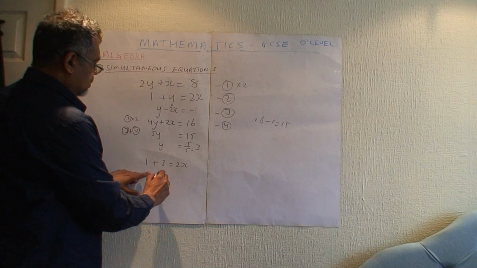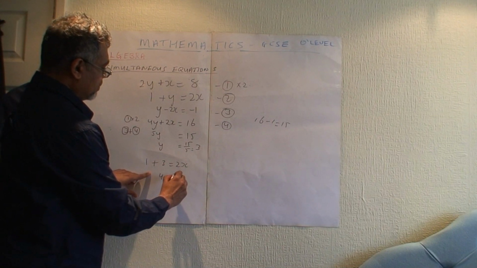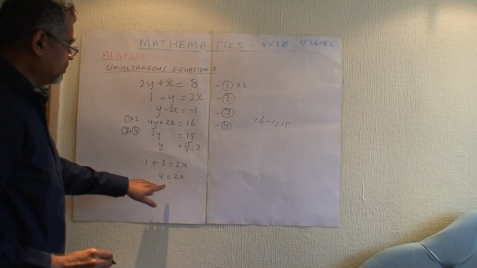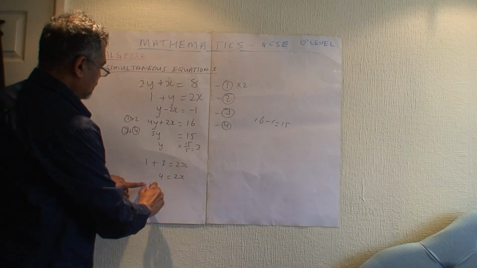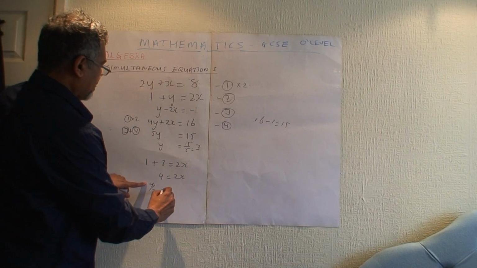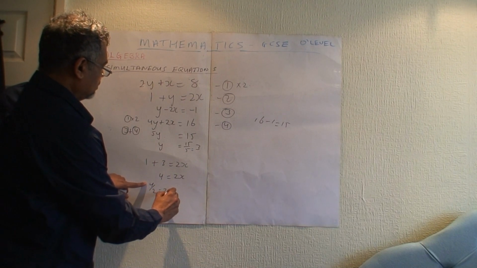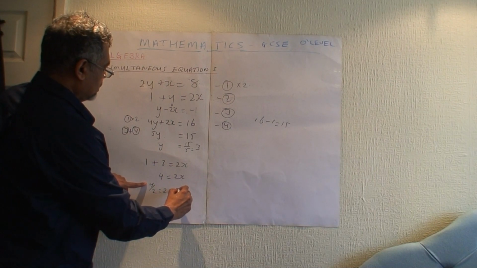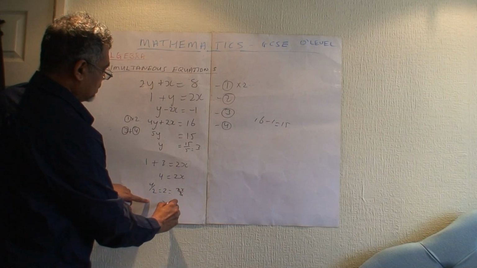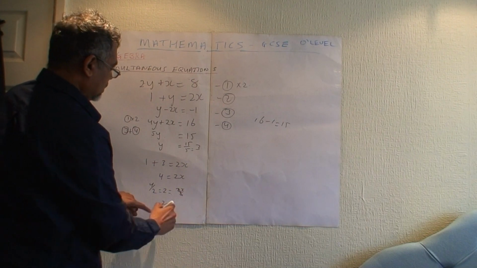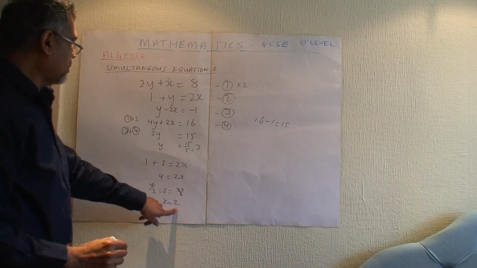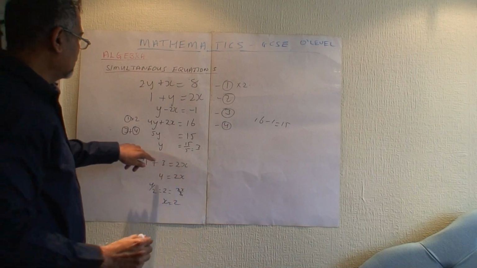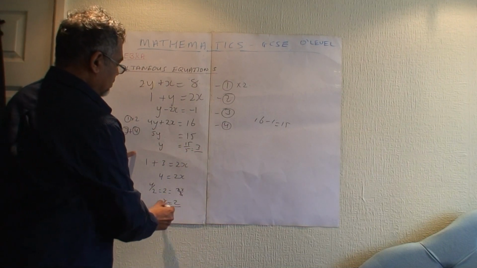So 1 plus 3 is 4. 4 is equal to 2x. So we divide both sides by 2. 4 divided by 2 is equal to 2, and 2x divided by 2 gives you x. So what we're saying is that this x is 2. So y is 3 and x is 2.